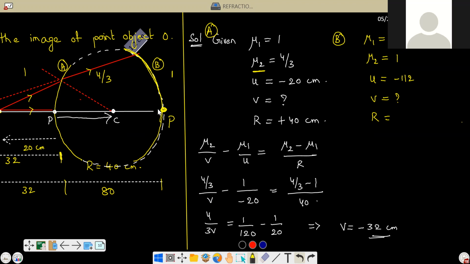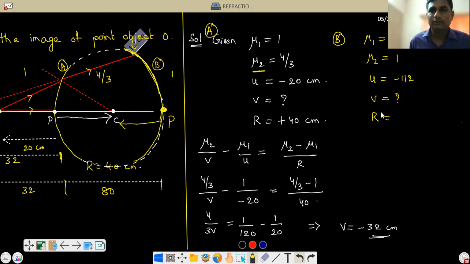Minus 40, sir. Correct. Minus 40. Why? Because you have to measure from here to here like this. So therefore, minus 40. That's all. Now again apply the formula mu2 by v minus mu1 by u is equal to mu2 minus mu1 by r. If you solve this one, you will get v.